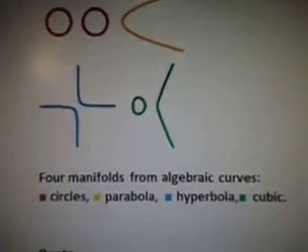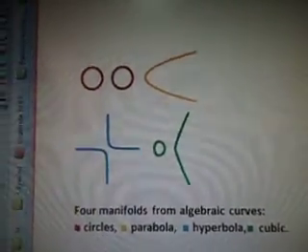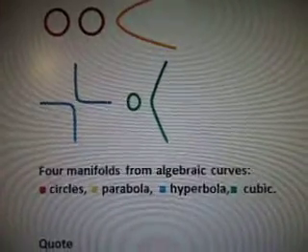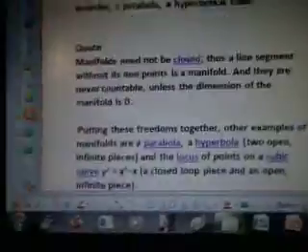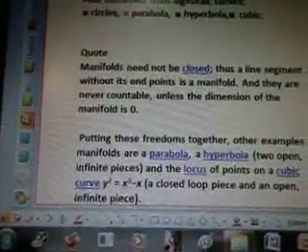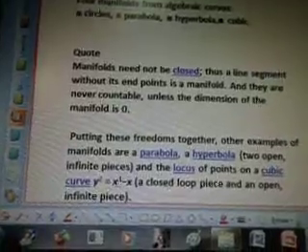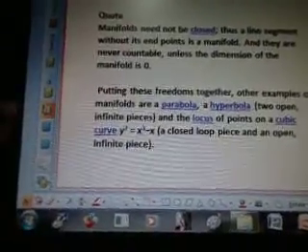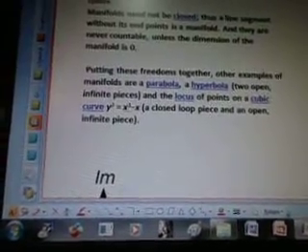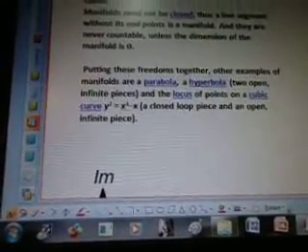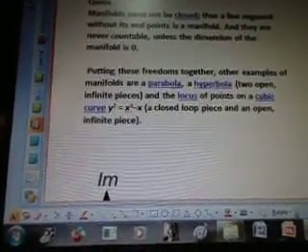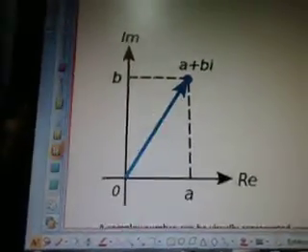And here's the diagram: manifolds from algebraic curves. The ones in red are circles, the ones in yellow are parabolas, the ones in blue are hyperbolas, and the one in green is called a cubic. So, quote, manifolds need not be closed. Thus, the line segment without its endpoints is a manifold, and they are never countable unless the dimension of the manifold is 0. Putting these freedoms together, other examples of manifolds are a parabola, a hyperbola, two open infinite pieces, and the locus of points on a cubic curve y² = x³ − x, a closed loop piece and an open infinite piece. So here's a diagram here.